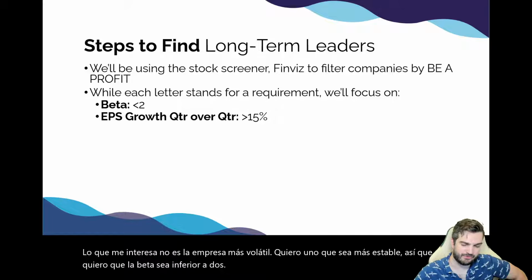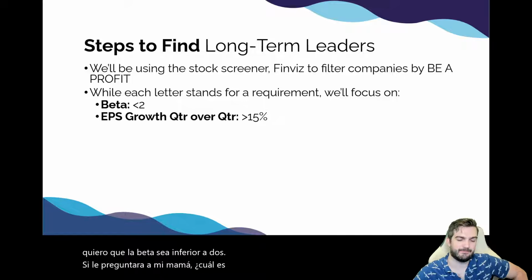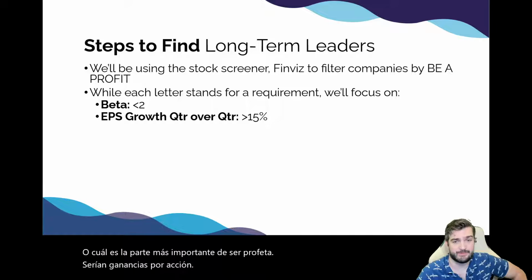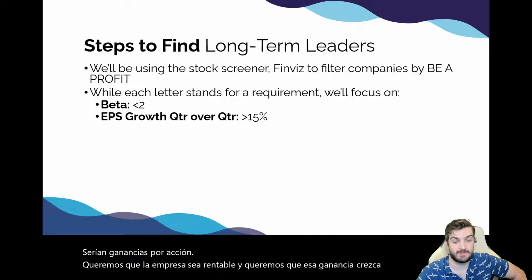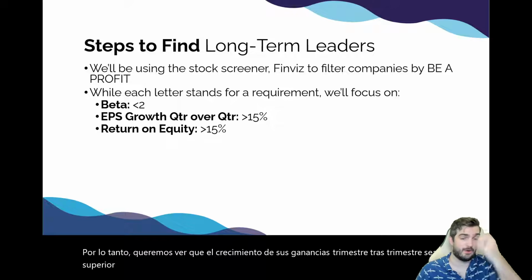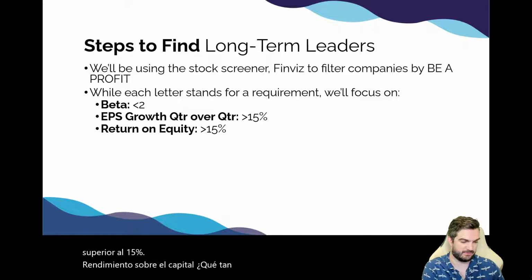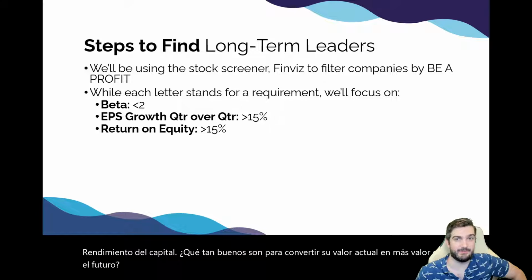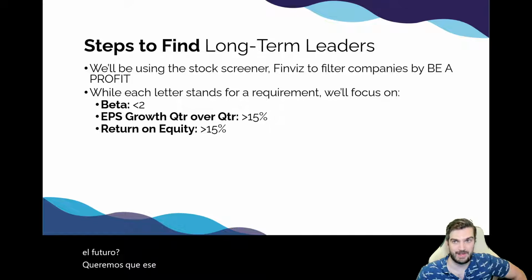If I asked my mom what's the most important part of Be a Profit, it'd be earnings per share. We want the company to be profitable, and we want that profit to be growing over time. So we want to see their earnings growth quarter over quarter is above 15%. Return on equity. How good are they at turning their current value into more value in the future? We want that number to be 15% or more as well.